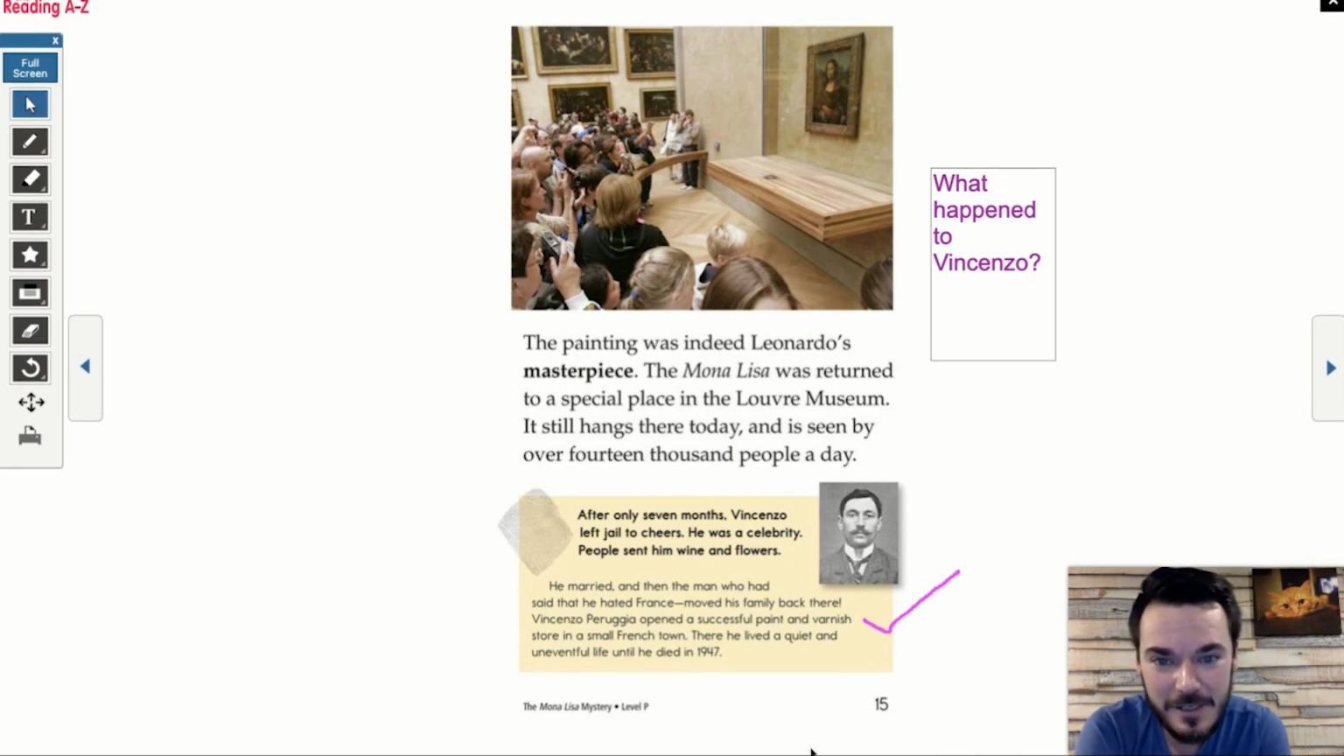Oh, I didn't notice this part at the bottom. After only 7 months, Vincenzo left jail to cheers. He was a celebrity. People sent him wine and flowers. He was married, and then the man who had said that he hated France moved his family back there. Vincenzo Perugia opened a successful paint and varnish store in a small French town. There he lived a quiet and uneventful life until he died in 1947.